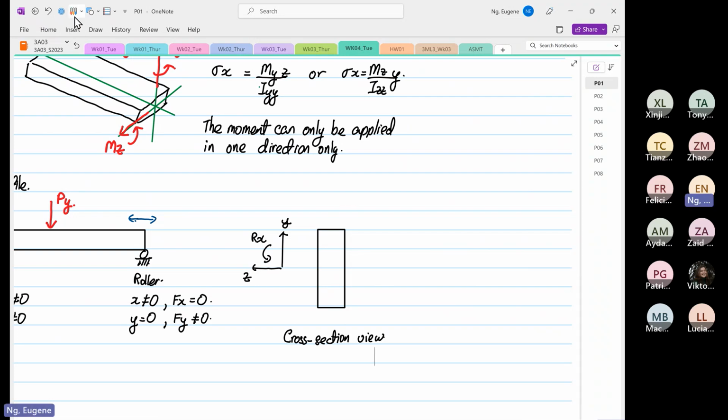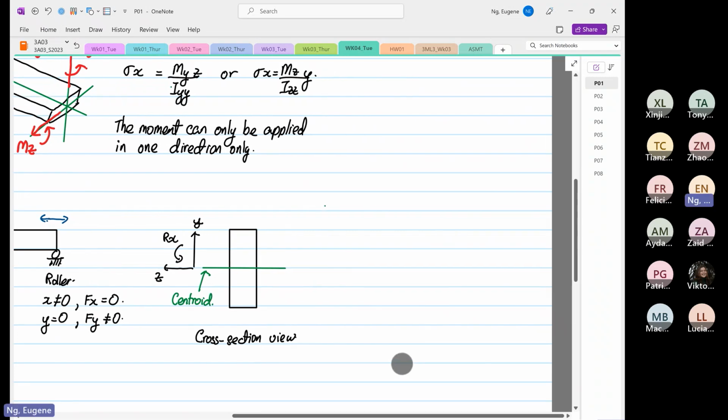And over here is our centroid. Okay, so this line I draw is our centroid. So when that is the case, I'm going to draw the normal stress distribution.